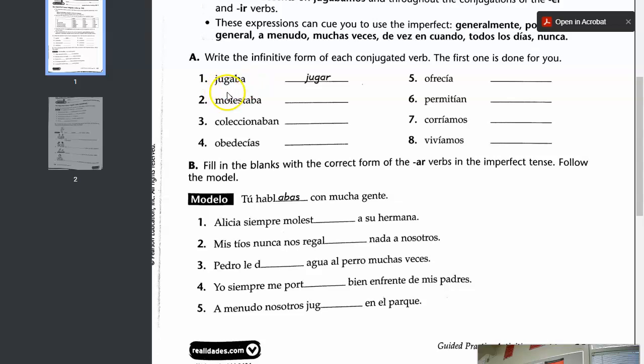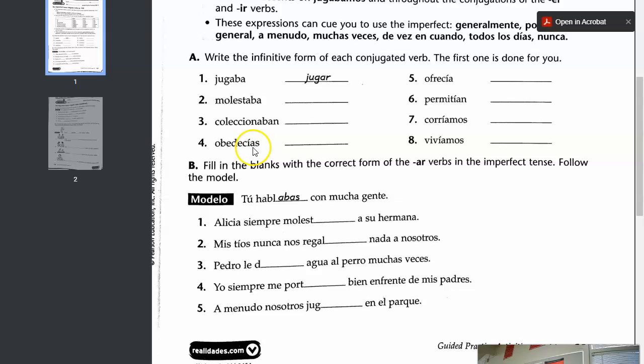That's an AR ending, and we obviously recognize that as the verb jugar. This is the verb to bother. It's key vocabulary. And it is an AR verb as well. And coleccionar is an AR verb and also key vocabulary for this chapter. All of these are key vocabulary or relevant vocabulary for this chapter. Number 4, it's kind of a cognate. If you look at especially the prefix, you can tell that this is the verb to obey.